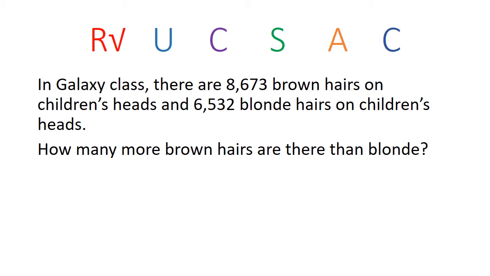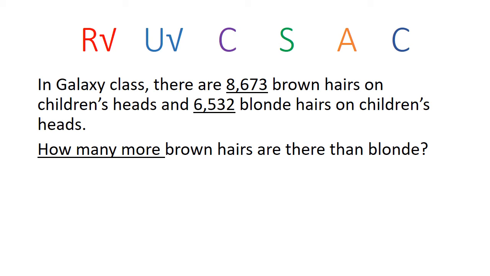Firstly, let's read it together. In Galaxy class, there are 8,673 brown hairs on children's heads and 6,532 blonde hairs on children's heads. How many more brown hairs are there than blonde? When you have read the problem, you then need to underline any parts that you think are important.